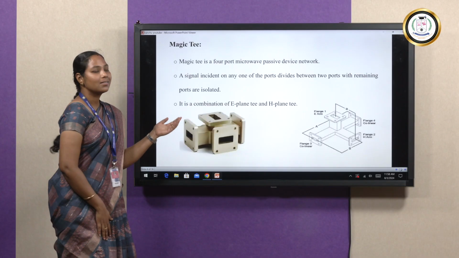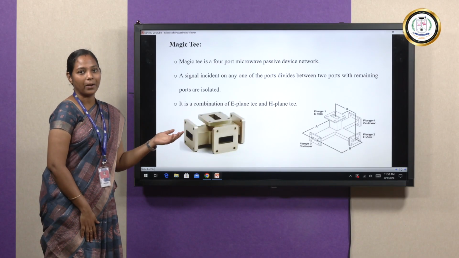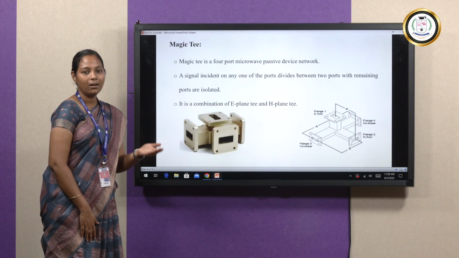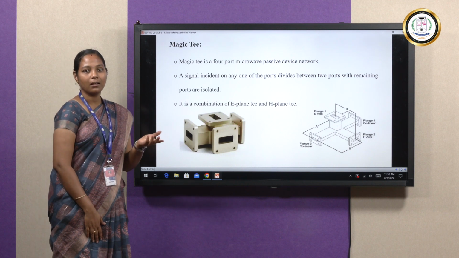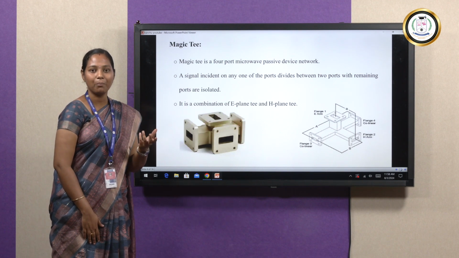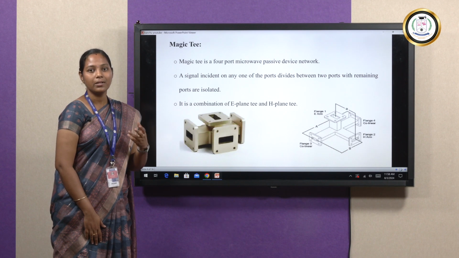Next, it is a combination of both the E-plane and H-plane. Generally we studied the E-plane and H-plane. The E-plane gives the same amplitude and out of phase. The H-plane gives equal amplitude and the same phase.